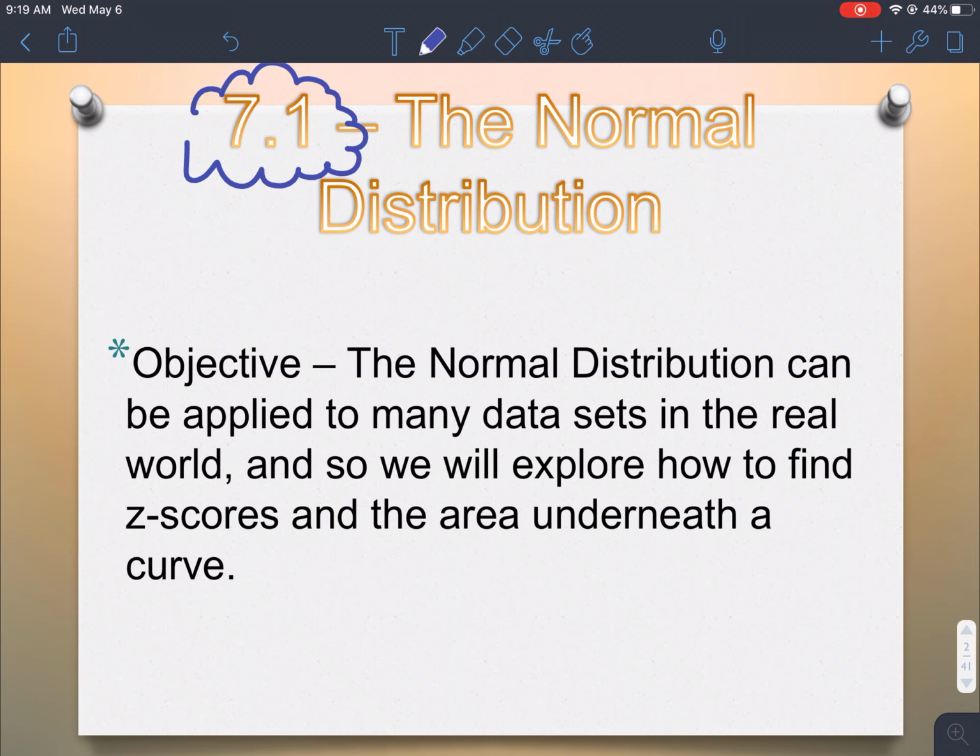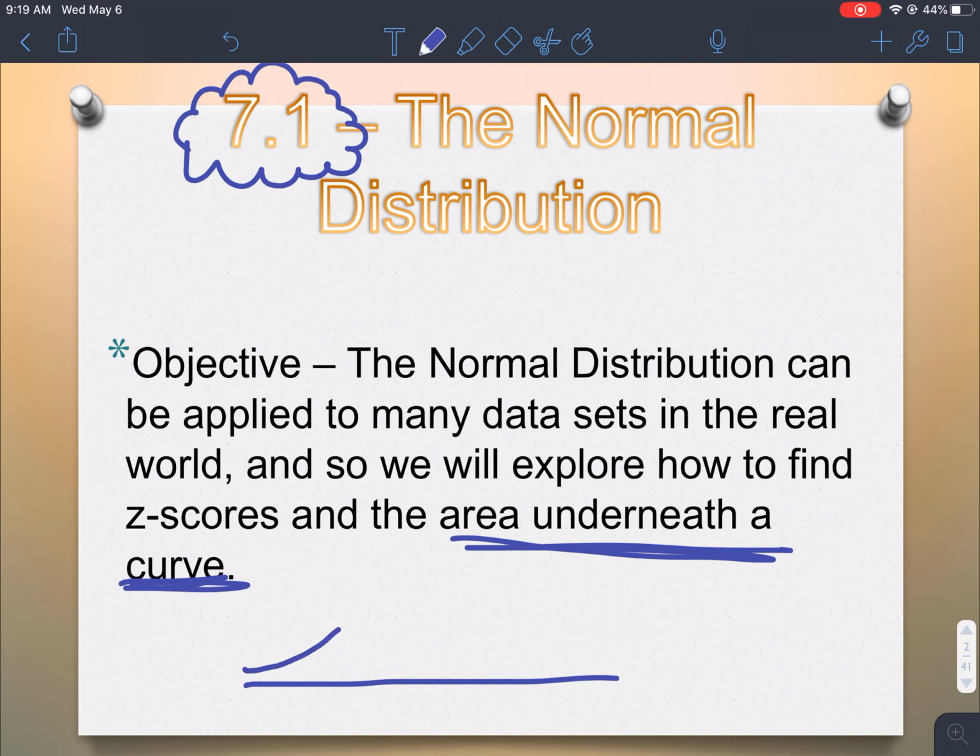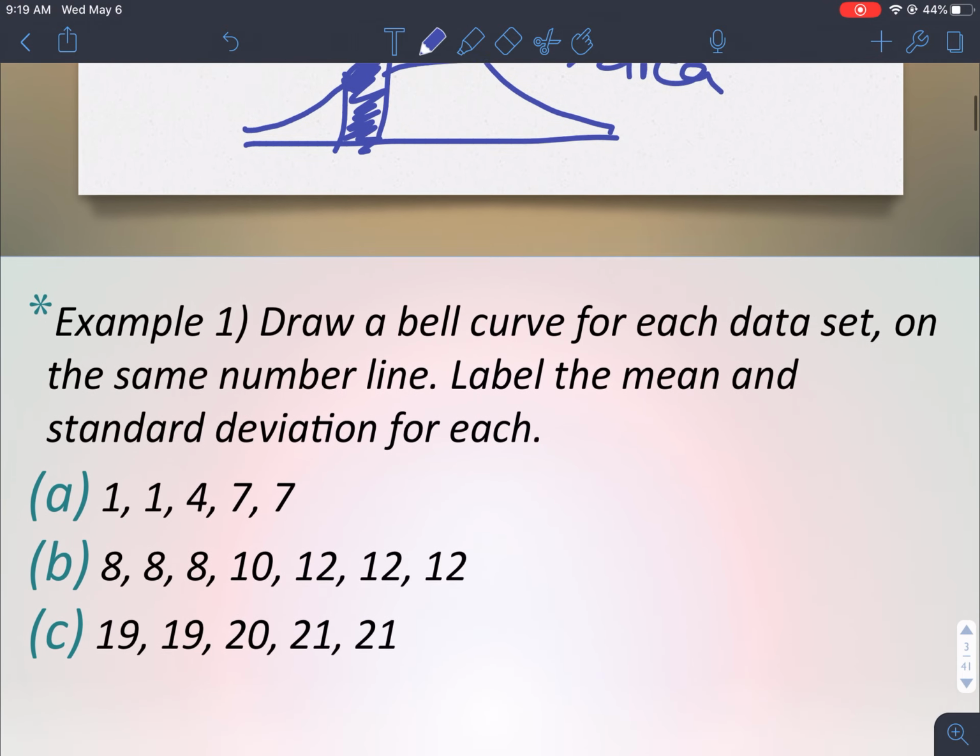Section 7.1, the normal distribution, can be applied to many data sets in the real world. And we want to talk about z-scores and also area underneath a curve, specifically any bell-shaped data set. There's a little strip of area underneath the curve. Let's motivate with an example.